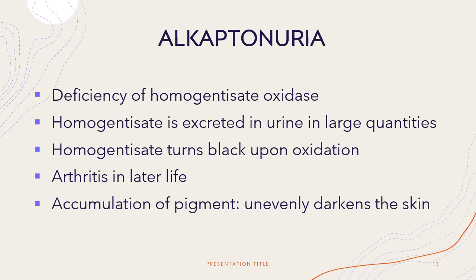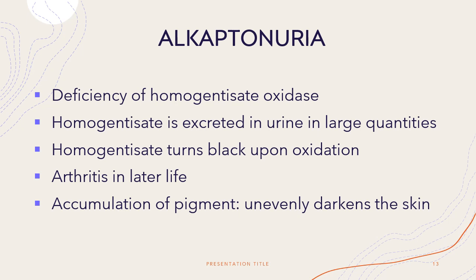Alkaptonuria is actually the first disease to be linked to a genetic inheritance, and it involves a single enzyme. This alkaptonuria is caused by a deficiency of homogentisate oxidase. This is an enzyme required for the catabolism of the aromatic ring present in phenylalanine and tyrosine. Your homogentisate is excreted in the urine in large quantities.